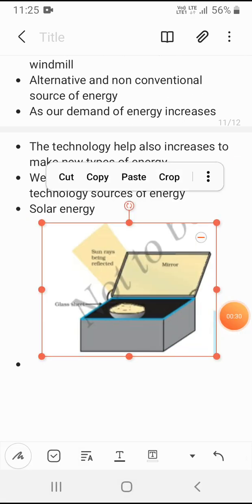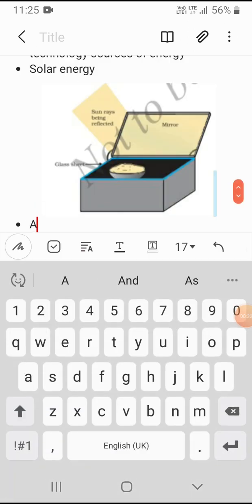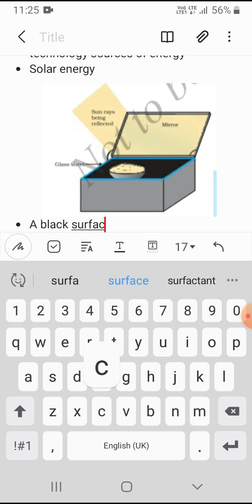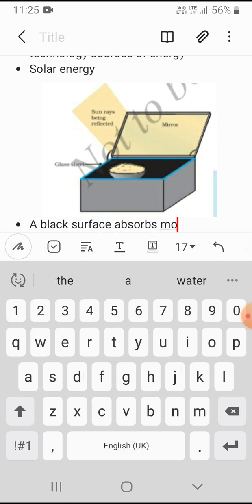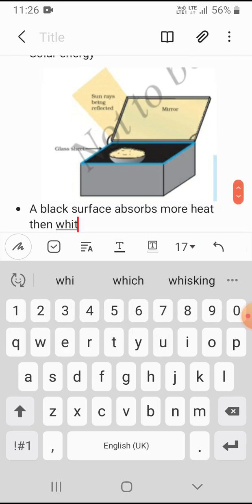This is a diagram. As you know, a black surface absorbs more heat than a white surface.